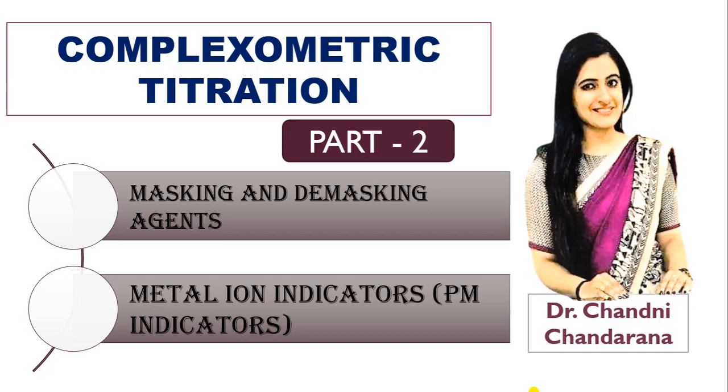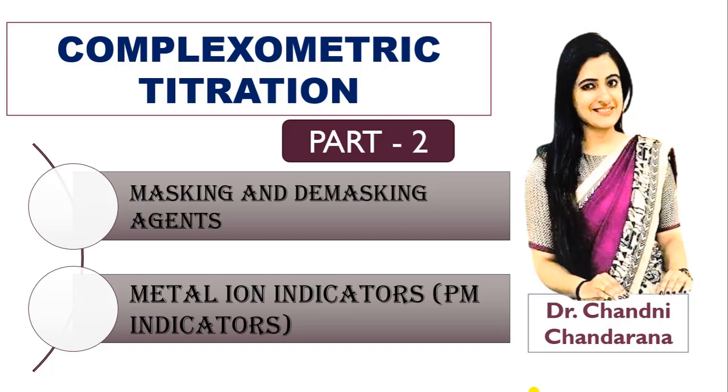Masking and demasking agents are used to determine more than one analyte present in the sample. For example, if there are 3 analytes that we have to determine, then we first have to mask the other 2 analytes so they will not react with our titrant. After that, we find our first analyte. Then after finding the first analyte, we have to demask the second analyte, so the second analyte alone is free to react with our titrant. That's why there is a need to study masking and demasking agents.